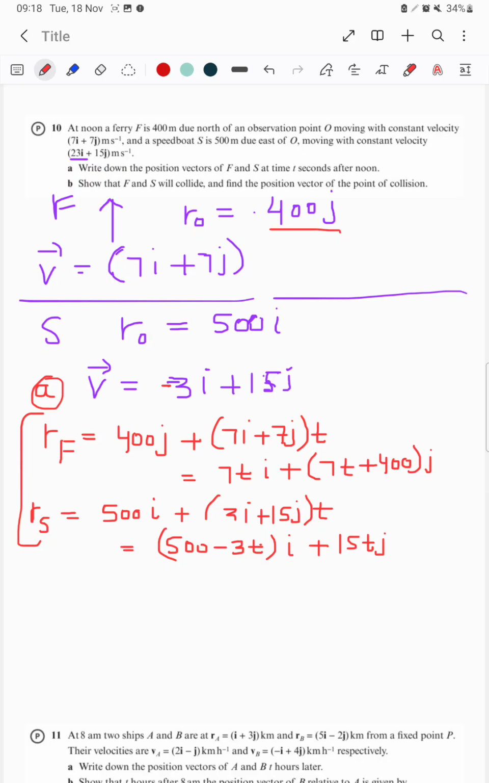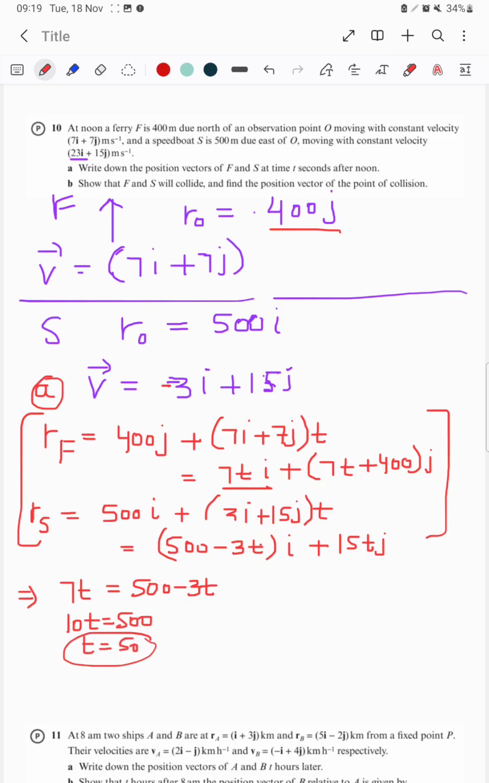Then show that f and s collide and find the position vector of the collision. Let's say they collide. If they collide, then after t seconds their position should be the same, so the i component and j component should be the same, so we will equate them. And if while equating we get the same t value, that means they will collide, otherwise they will not. So here the i component is 7t for the first one, and for the second one it is 500 minus 3t. If they collide then it should be the same. So 10t is equal to 500, and this gives t equal to 50.